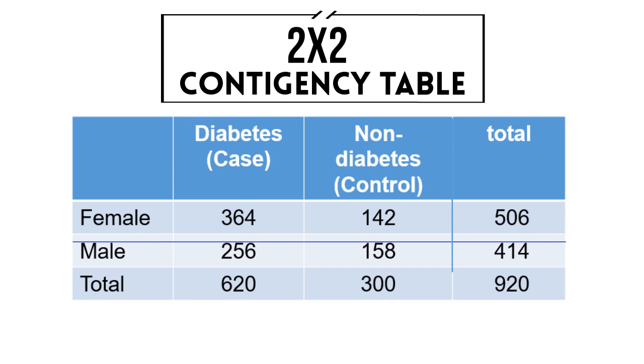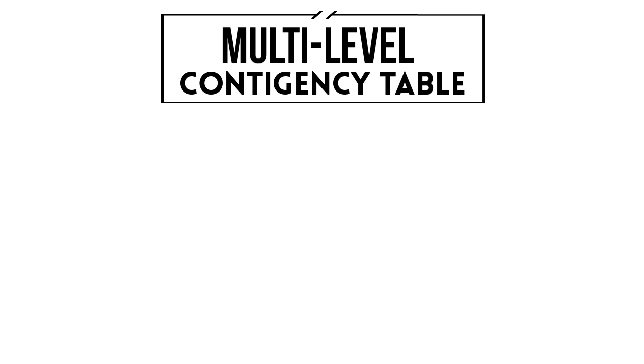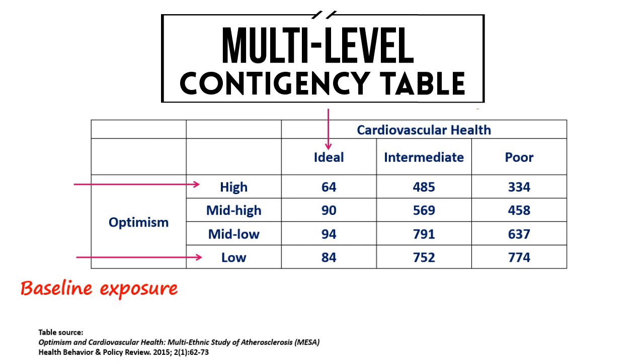So far, we have presented calculations and interpretations of odds ratio when the data are organized in a 2x2 table. What if we have 3 or more levels of exposure and disease statuses? Can we then meaningfully apply odds ratio? This issue is also similar for the risk ratio. Let's look at the study on the relationship between optimism and cardiovascular health, or CVH, treating optimism as exposure and CVH as disease. We see that optimism has 4 levels: low, mid-low, mid-high, and high. And CVH has 3 levels: poor, intermediate, and ideal.